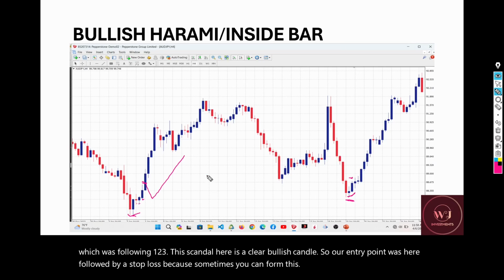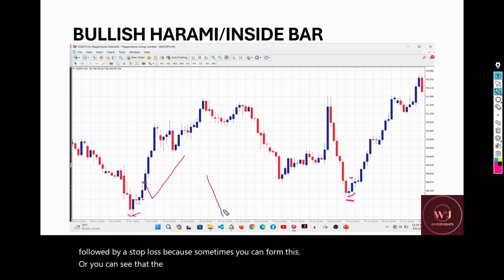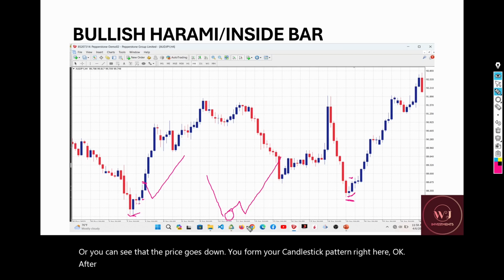Or you can say that the price goes down, you form your candlestick pattern right here. Okay, after forming the candlestick pattern, the price goes up a little, then it retraces, and then it comes your way. So to avoid this stop out, we normally put a stop loss, for example, with entry here below the Harami. Okay, or in most cases it is 1.5 of the ATR.